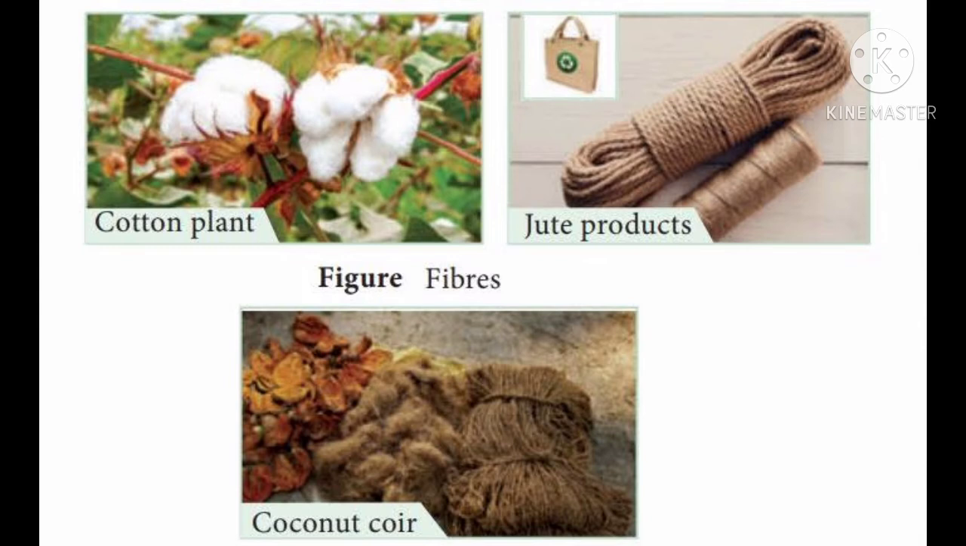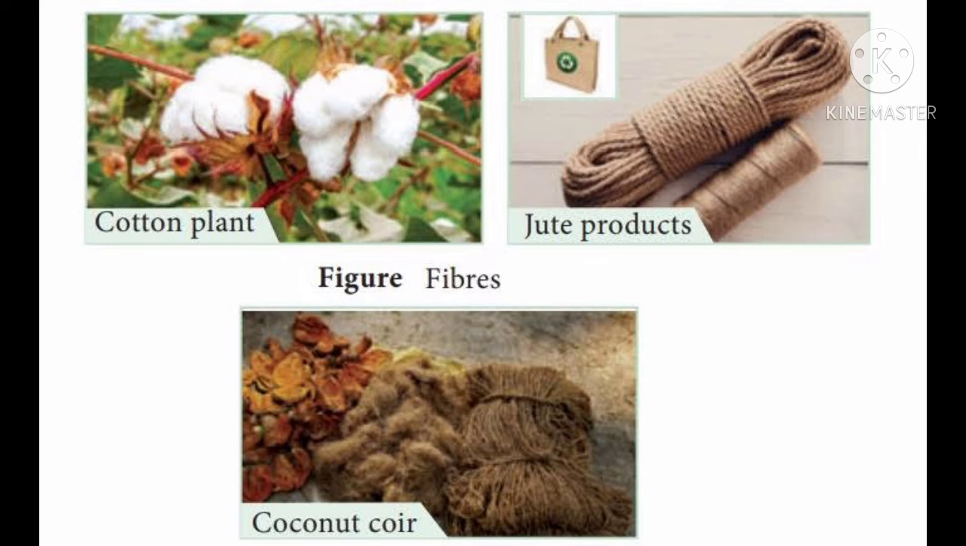Jute, flax, and hemp fibers are obtained from the stems of plants. Coir is obtained from the outer covering of coconuts. Apart from clothes, we also make pillows, beds, mats, ropes, and bags from plant fiber.